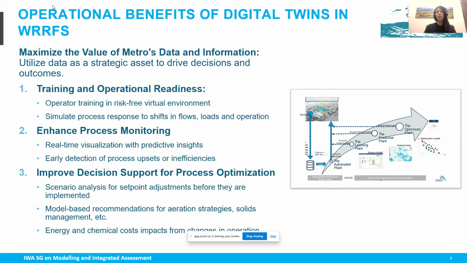operation. There's also a big benefit in enhancing process monitoring as well as providing process optimization tools for early detection of process upsets and running scenarios for adjustment of different set points and process changes. And ultimately, this is aimed at optimizing resource use and also reducing costs in chemical usage and air usage.